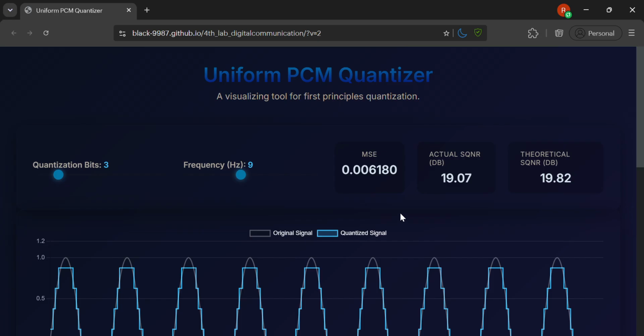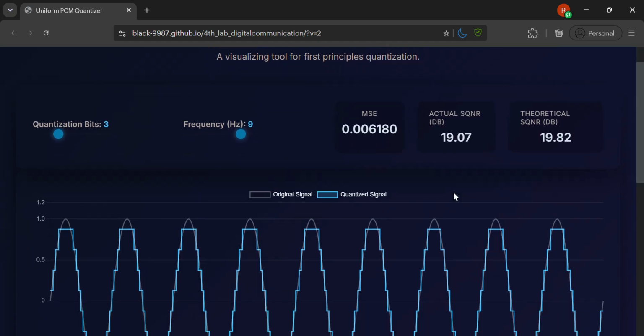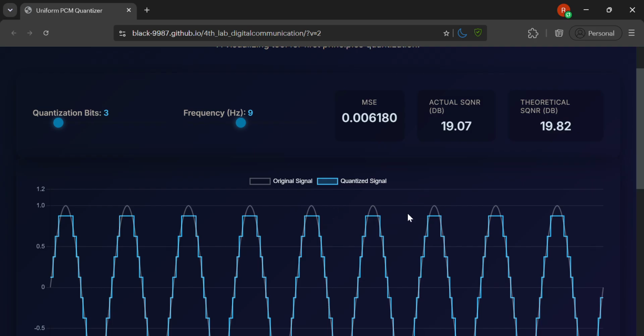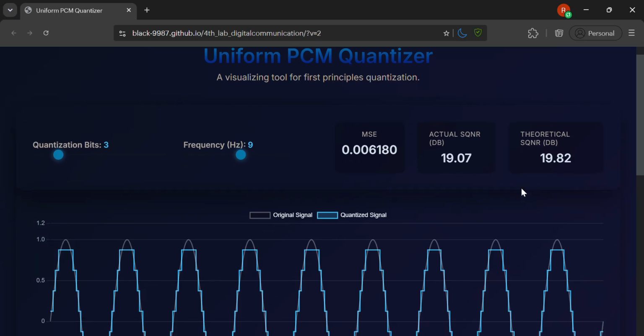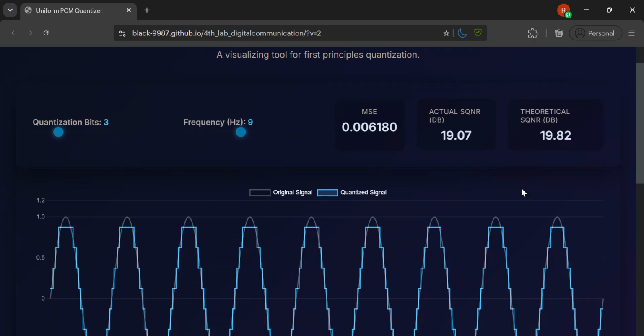The second value is actual SQNR, which stands for signal to quantization noise ratio. This is calculated directly from the simulated signal and tells us how much stronger the useful signal is compared to the quantization noise. The third value is theoretical SQNR. This is the ideal value predicted by PCM theory. Comparing the actual and theoretical values helps us validate that the simulator behaves according to the expected mathematical model.